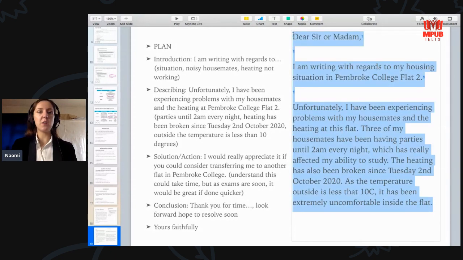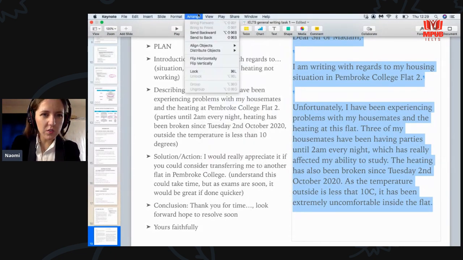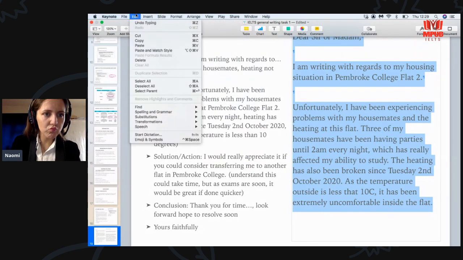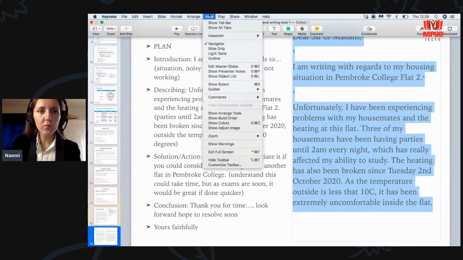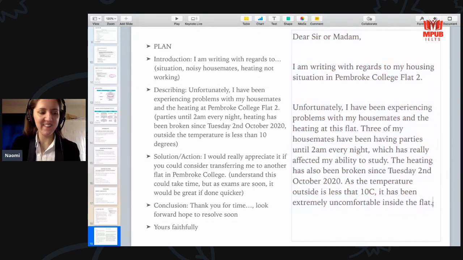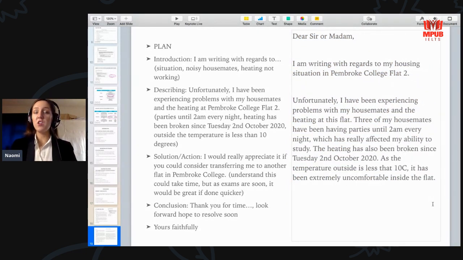I know I'm on the computer, but I'm just going to do a quick word count if I can do that. Let's have a little look. Let's see if we can do word count. Okay, I can't find it, but that's about right. Okay. Then we have the solution or action. What will I start with?